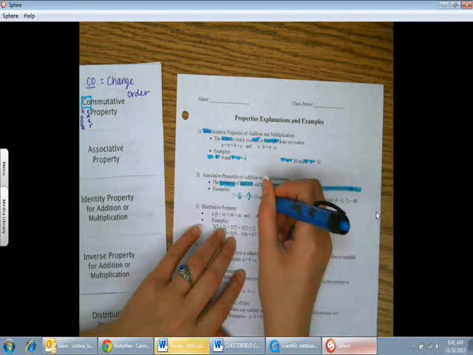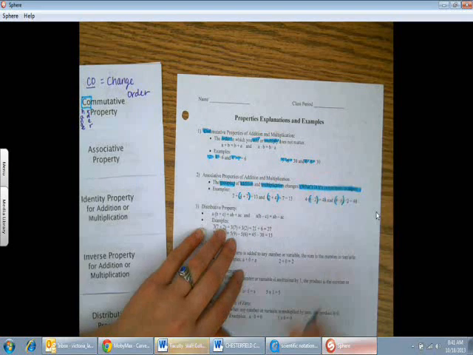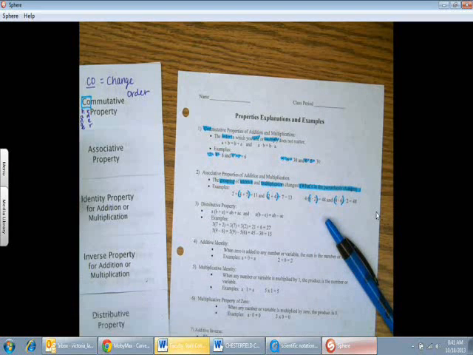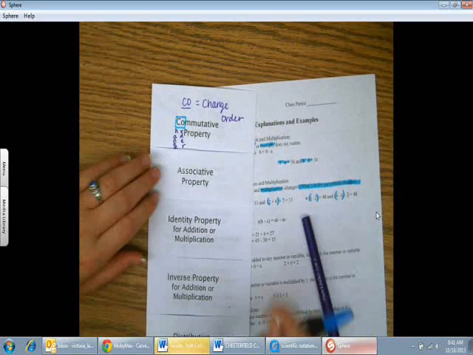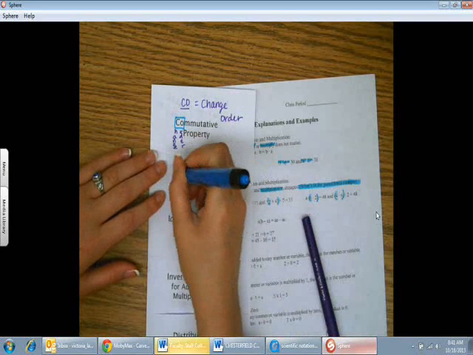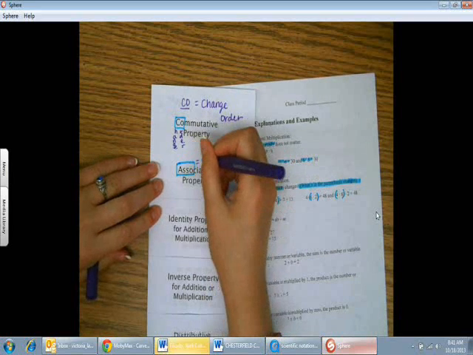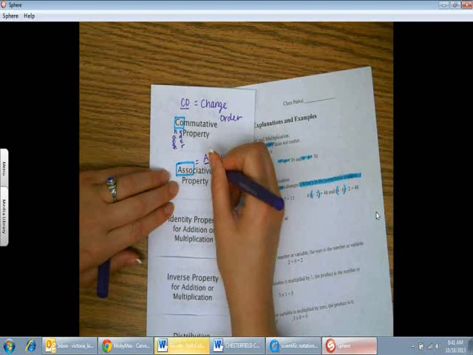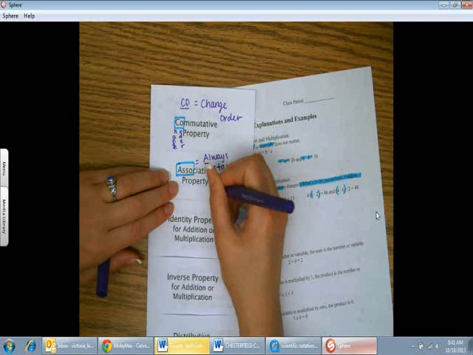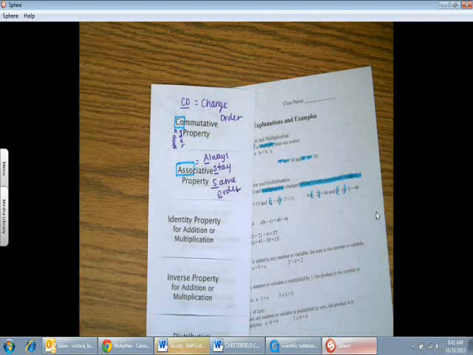So I'm going to highlight the parentheses. Here they're around the 6 and the 2. Here they're around the 4 and the 6. Okay? So associative property. On your foldable, I want you to box in the letters ASSO, and I want you to write that means always stay the same order, meaning that the numbers themselves never change, but the parentheses do.